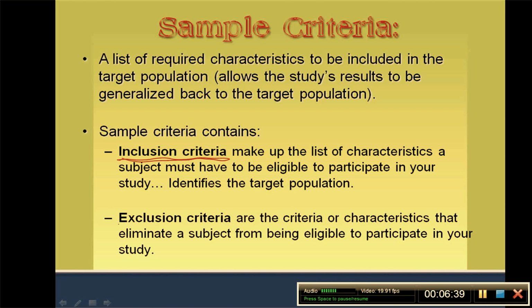Now, that brings us to exclusion criteria. Exclusion criteria would be criteria or characteristics that would eliminate or disqualify a person from being able to participate in a study. Exclusion criteria are the criteria or characteristics that would exclude or disqualify someone from participating in your study.